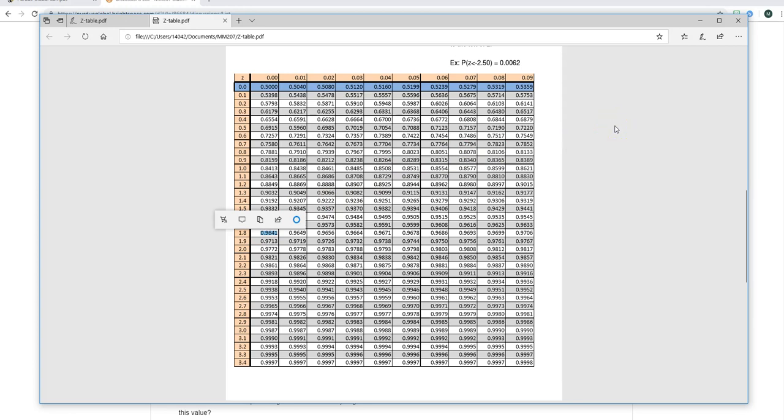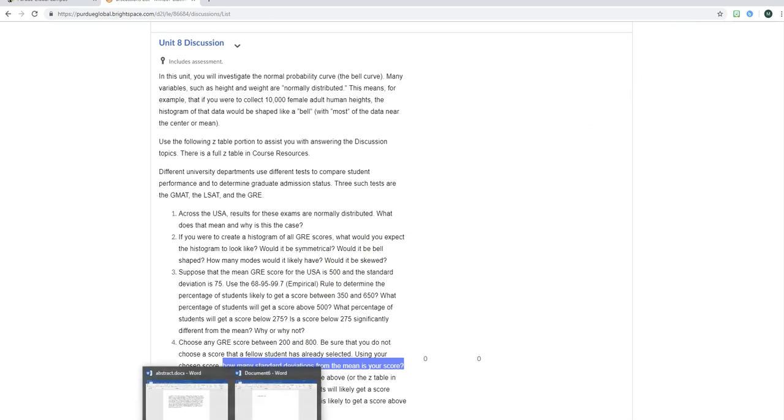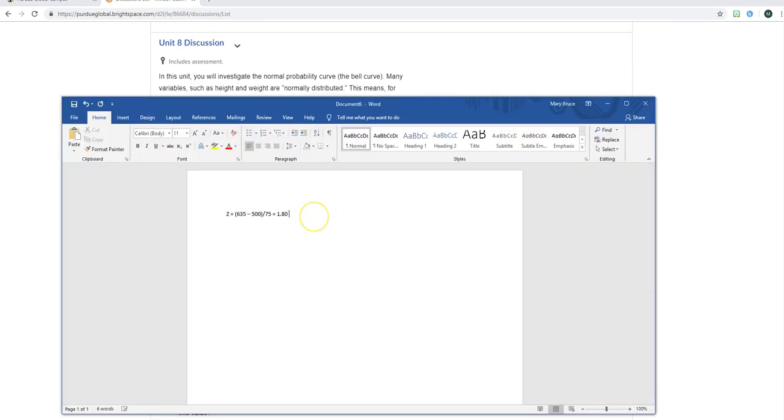So 0.9641 would be the probability below. And if I need to convert it to a percentage, I just move the decimal point. So 96.41% of the GRE scores would be below your score, like if you got a score of 635. And to figure out what percentage above, then let me get back to my sheet. So we got that 1.8 would say that the probability above that, percentage above, is going to be 96.41%.